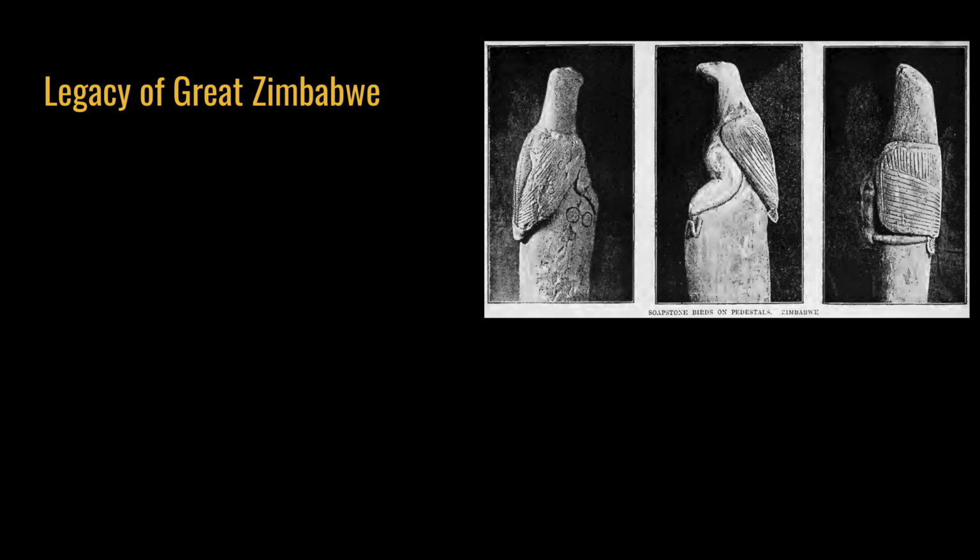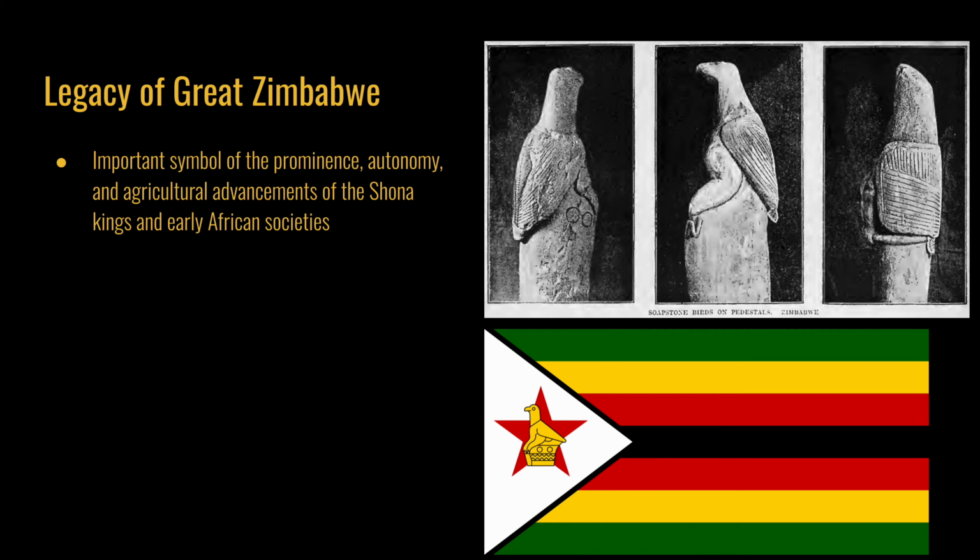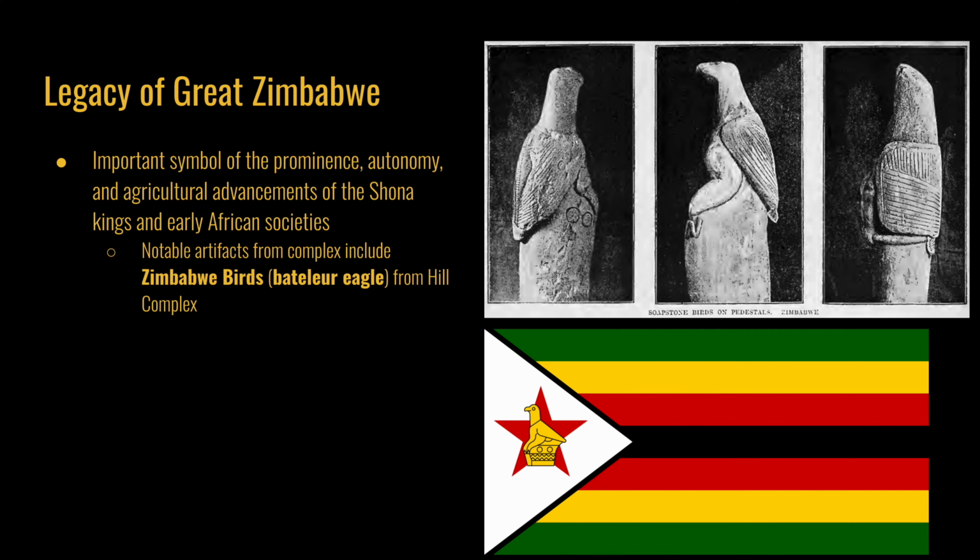So why is Great Zimbabwe important? It symbolizes the prominence, autonomy, and agricultural advancement of the Shona kings and early African societies. Notable artifacts from the complex include the Zimbabwe birds, a set of soapstone sculptures found in the hill complex. These birds are now a national symbol and feature on the Zimbabwean flag.